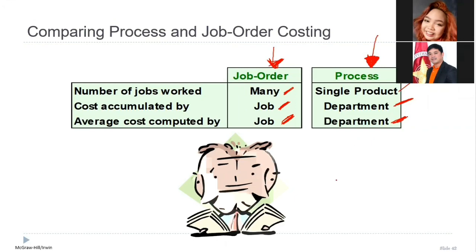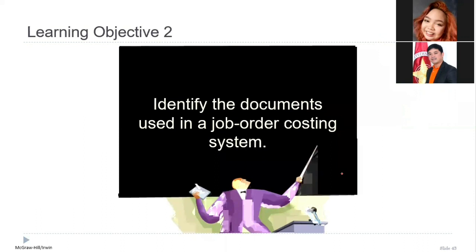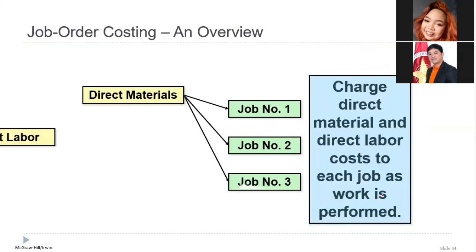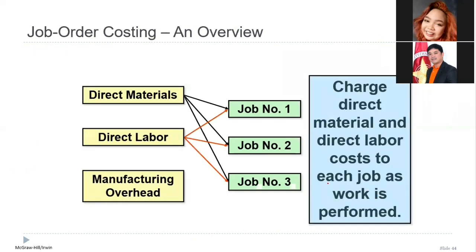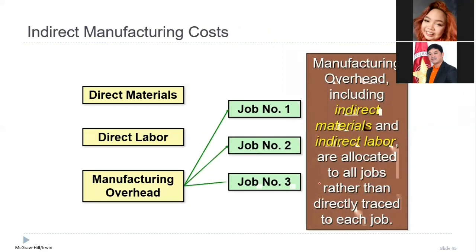Okay. So at this point, we are going to identify the documents in a job order costing system. So in a job order costing system, direct materials, direct labor, and manufacturing overhead, ito po ay ina-assign sa mga jobs. Pero yung direct materials and direct labor are traced directly to each job as the work is performed. Okay? So, manufacturing overhead naman, so that includes yung indirect materials, indirect labor, and all other overhead that you would allocate to all jobs rather than directly traced to each job.